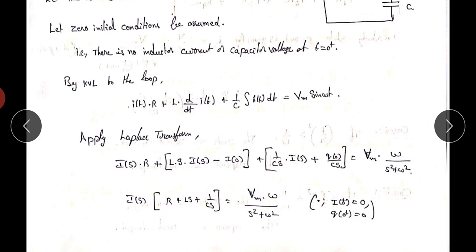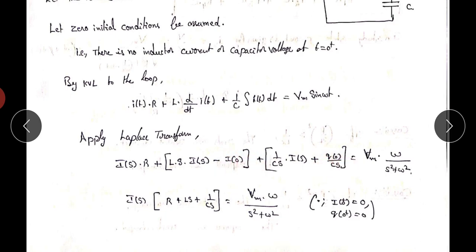So by applying the Laplace transform to this equation, we can write I of s into R plus L into s into I of s minus i of 0. This is the initial current. So plus 1 by Cs I of s plus Q of 0 by Cs equals Vm into the Laplace transform of sin omega t, which equals omega by s square plus omega square. This is the capacitor initial voltage value, and this is the inductor initial current value.